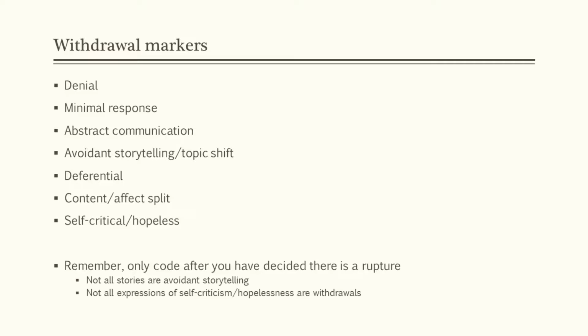And then finally, self-criticism and/or hopelessness. What's very important about this code, again, is that it's in the context of a rupture. So the patient is withdrawing by becoming so self-critical and hopeless that they're shutting the therapist out. Like in the spirit of, I'm such a mess, no one can help me, you can't help me, this therapy can't help me, there's no point because I'm so messed up.